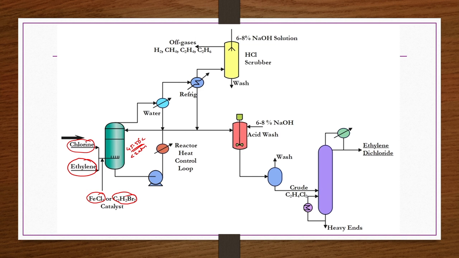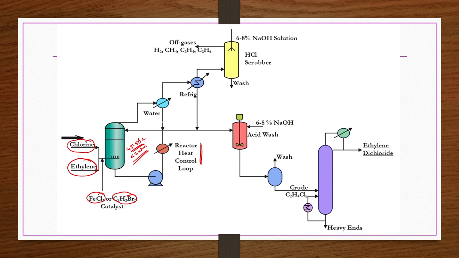So, then only a proper or sufficient yield of the main product will take place. Otherwise, byproducts or unreacted reactants, etc. may be there. These are the optimized conditions, right. The control of heat may be done using a reactor heat control loop with heat exchangers or by coil or jacketed heat transfer fluids, etc. are used in order to maintain such temperature, right.